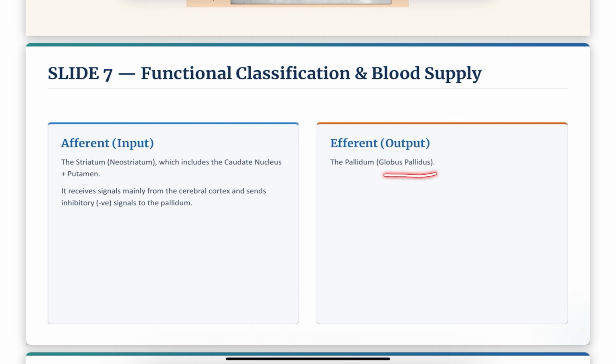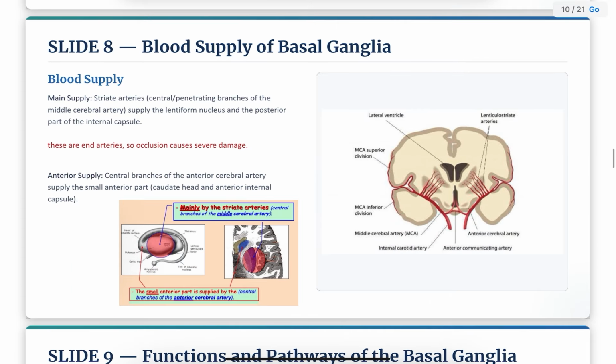And again, let me refresh your memory. If we have degeneration in the globus pallidus, what will happen? Pause the video and try to remember. And if you said athetosis, you're correct. And what is athetosis? Try to remember again. If you don't remember, you can go back to the part where we talked about it.